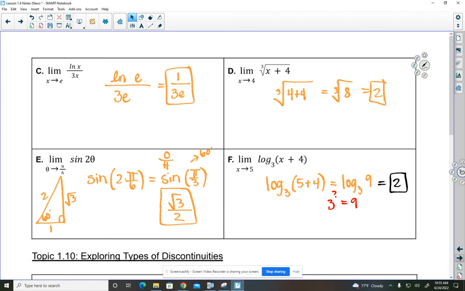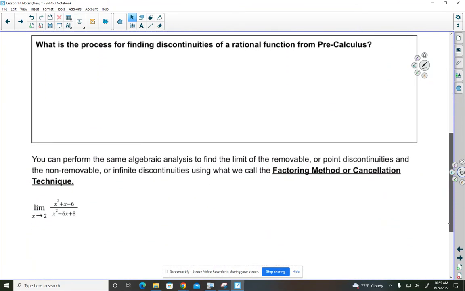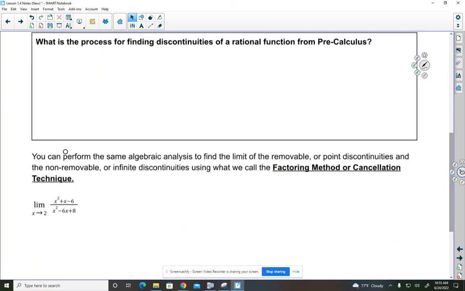Okay, so what might happen, and I'll come back to this question in just a second. We're going to look at our next example. Just consider this limit at the bottom before you read the rest of it. If we tried to directly substitute this x value of 2 to evaluate the following limit, something interesting happens. If I plug in a 2, we get 4 plus 2, which is 6. 6 minus 6, we get 0. We get 4 minus 12 plus 8.